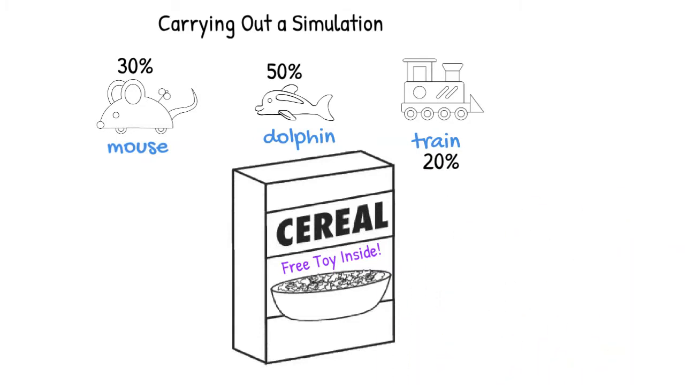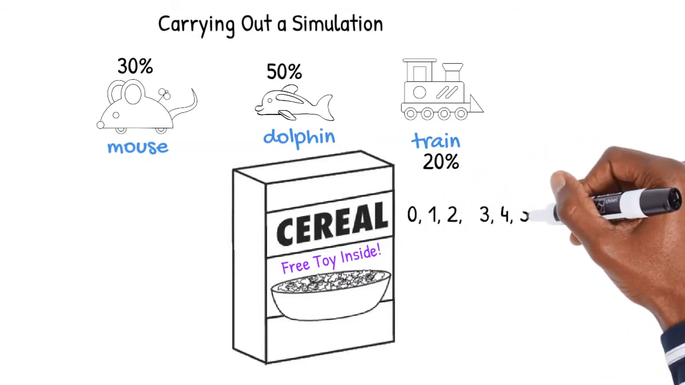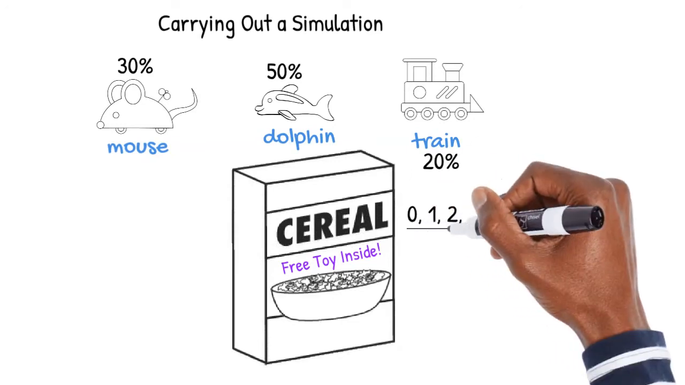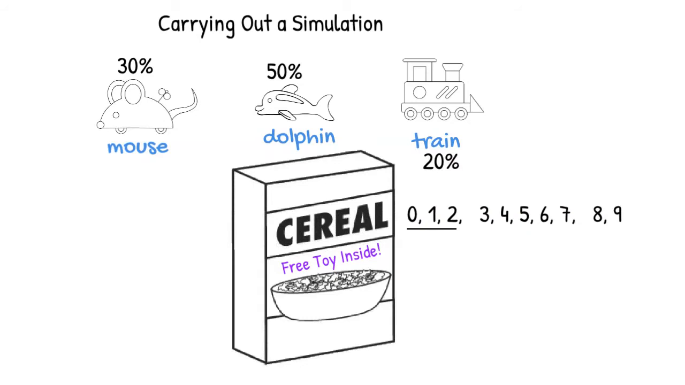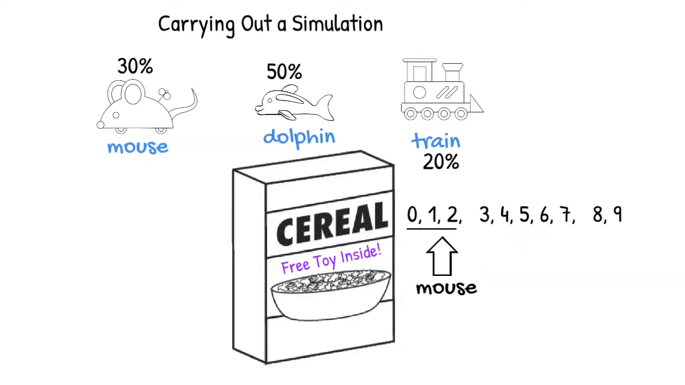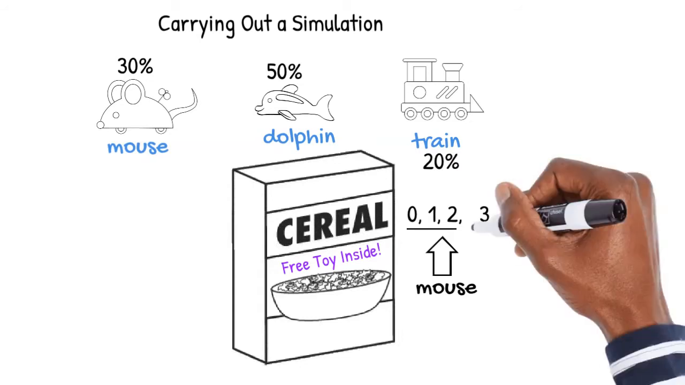Here's how. We can use numbers to represent our outcomes. I'm using 10 numbers in all, since we can easily break that up into the required percentages. 3 numbers are 30% of 10 numbers. So I'll use the first 3 values to simulate pulling a toy mouse out of the box. Note that we could have used any 3 values in our list. I just chose the first 3 to represent the toy mouse.